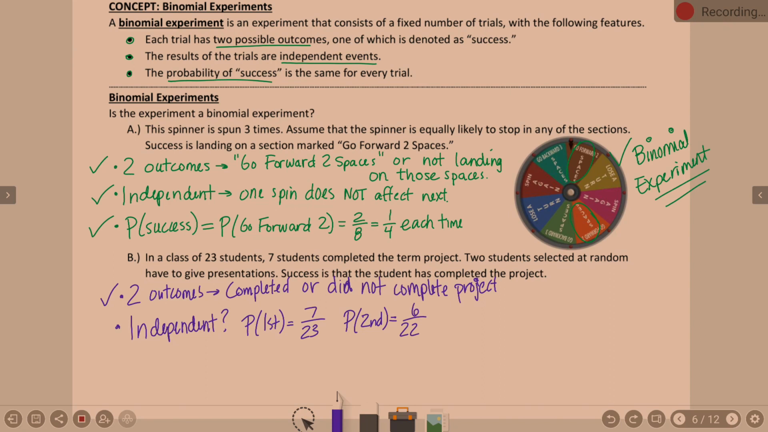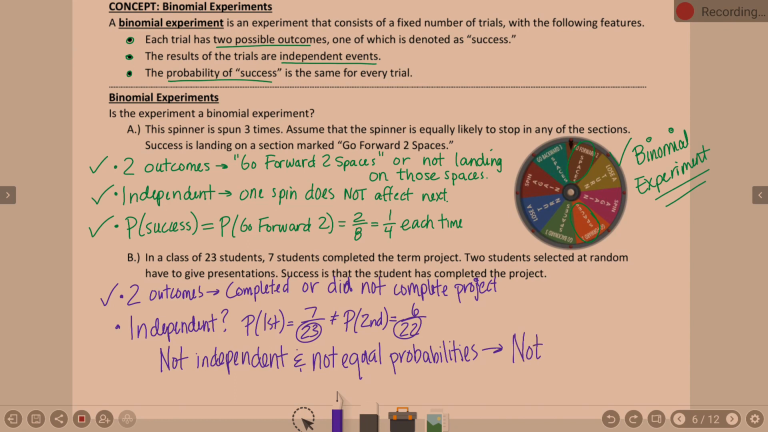What is that showing right there? Are 7 out of 23 and 6 out of 22 the same? No. So right there, are these independent? No, they're not, because we had to change our number here. And what's the other one? Is the probability of success the same for every trial? No. So this one is not independent and not equal probability. At this point, we failed check boxes 2 and 3. Am I making sense? Yes. Since I failed check boxes 2 and 3, this is not a binomial experiment. So look through those check boxes to think your way through.